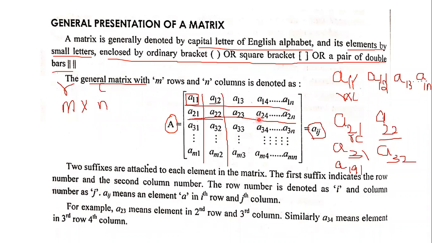So it is easy for us to denote, or to search the number when we know these values of rows and columns. Okay, A23, 34, 14, and any number you can take. So this is the general matrix format that we have to understand.